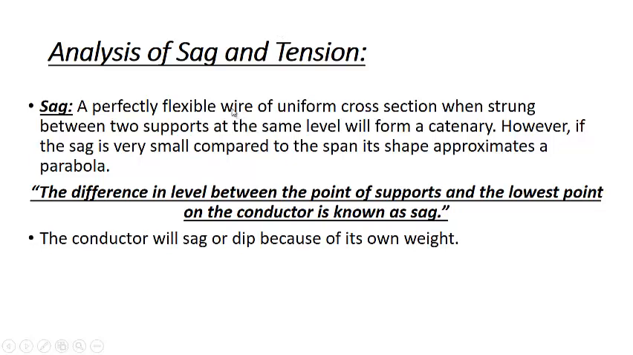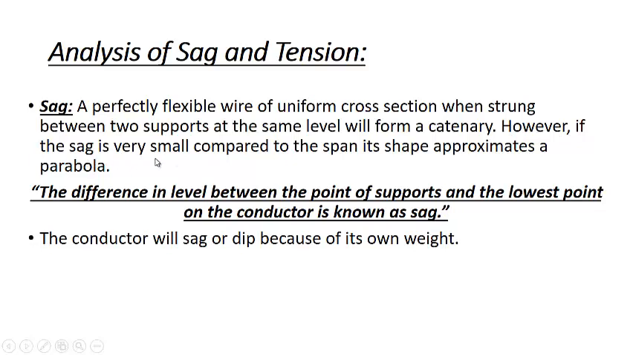First, let us define what is a sag. A perfectly flexible wire, that is a conductor, of uniform cross section and strung between two supports at the same level will form a catenary. As we know, whether it is a chain or a cable, a catenary is the curve that an idealized hanging chain or cable assumes under its own weight when supported only at its ends. So such type of shape of cable or chain is known as catenary. The conductor will also form a catenary.